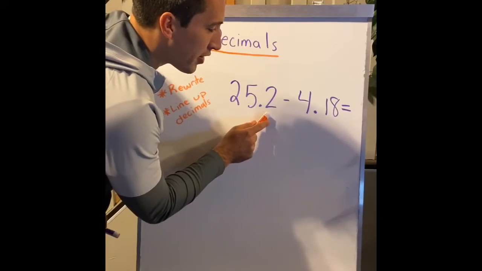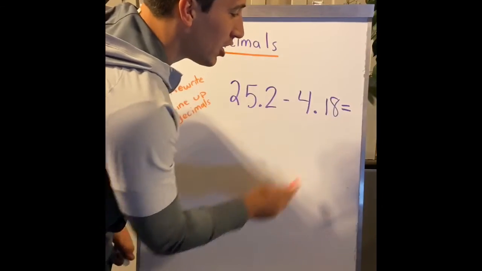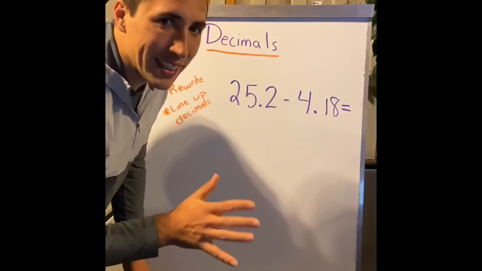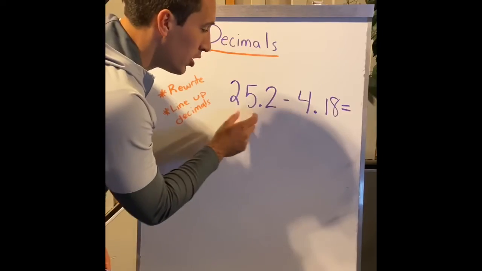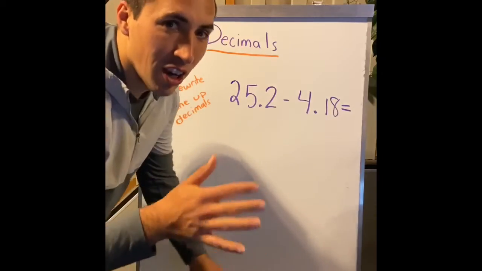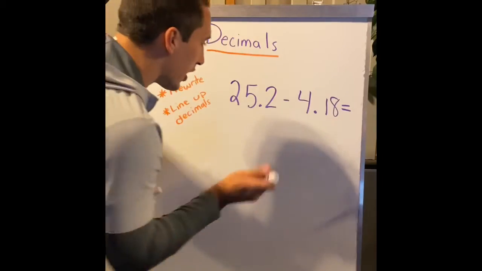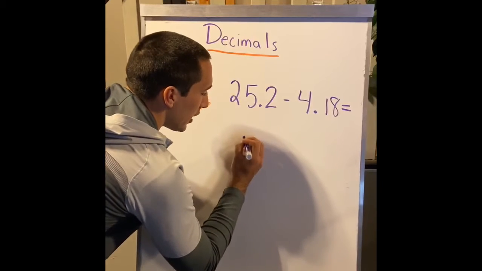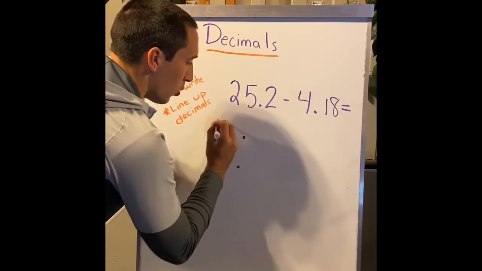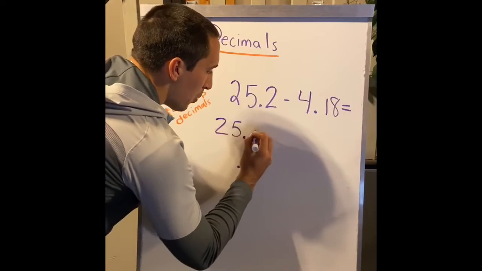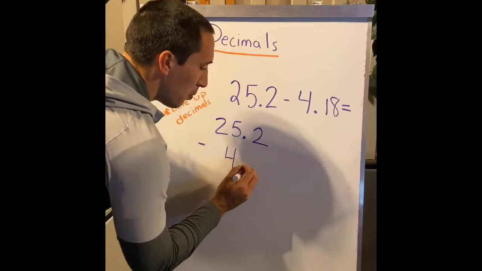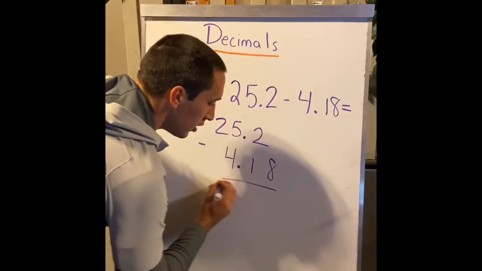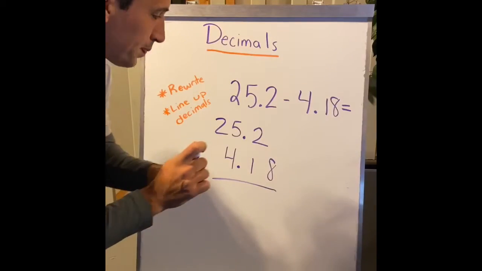All right, here's our subtraction problem. 25 2/10 minus 4 18 hundredths. So if we want to estimate, we would take our 25 wholes minus 4 wholes. 25 minus 4 gives us around 19. So let's try it. Line up our decimals. 25.2 minus 4.18. Go ahead and try this problem.